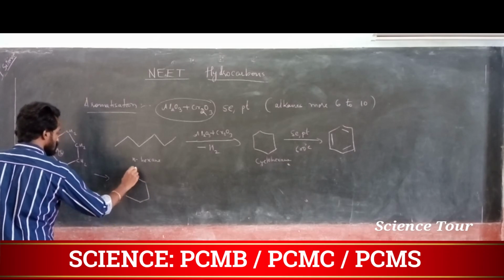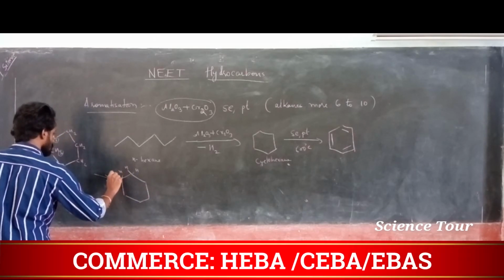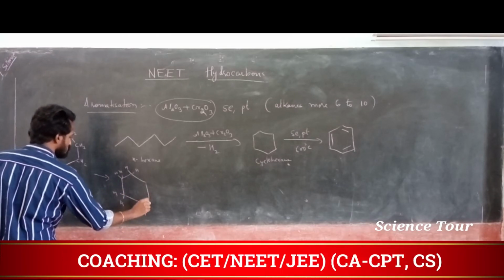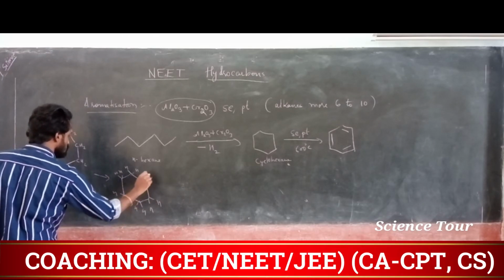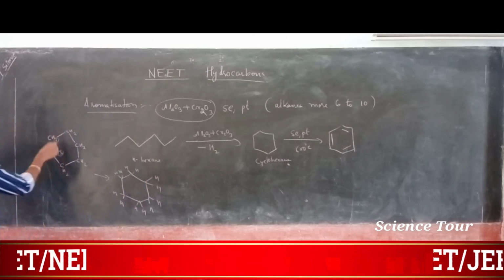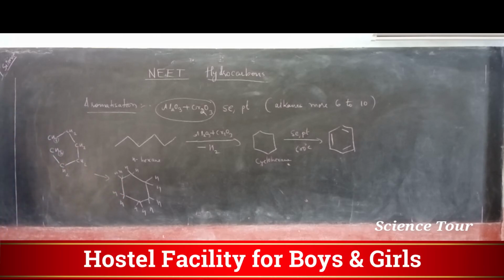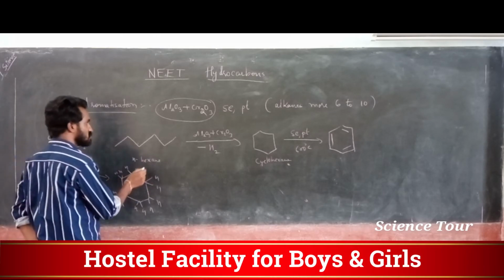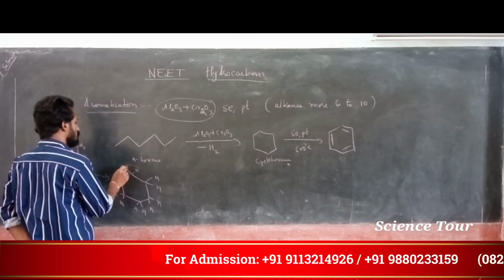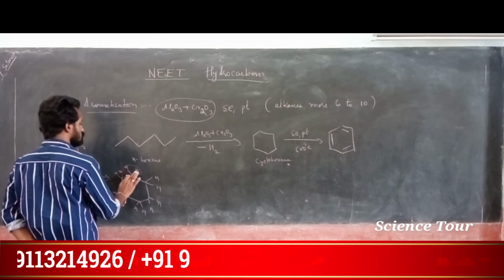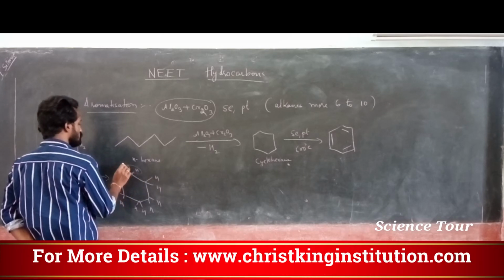That means here H H H H H H H H H H H H H H. This is nothing but this compound. Here I removed 2 hydrogens and it forms a bond here and it gives this compound, cyclohexane. Again I remove hydrogen by treating with selenium, platinum, aluminum oxide and chromium oxide. Here 1 hydrogen is removed.